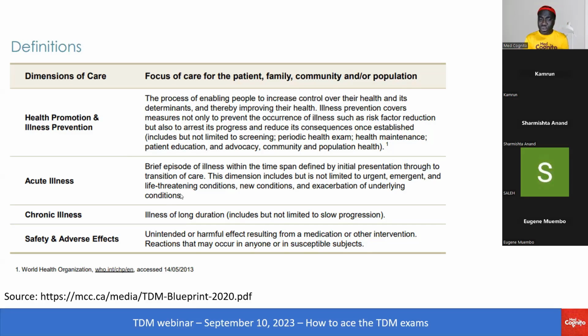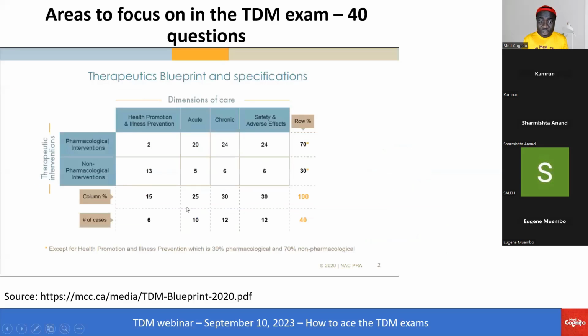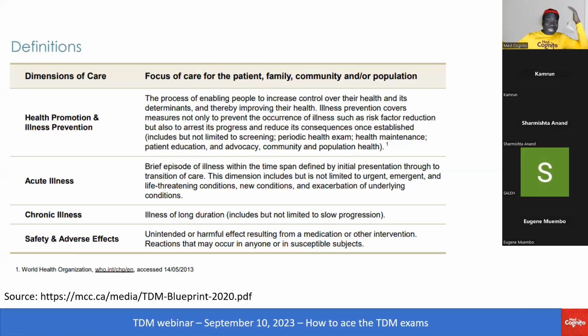These are brief episodes of illness within the time span defined by initial presentation through to the transition of care. This dimension includes, but is not limited to, urgent, emergent, and life-threatening conditions. So remember, as I told you, you're going to get 10 questions. So ask yourself, what are some common presentations people may present to a Canadian emergency room that I should know about? That's something you have to know.